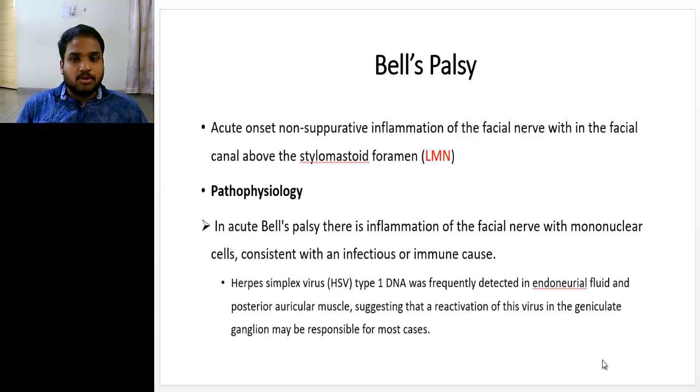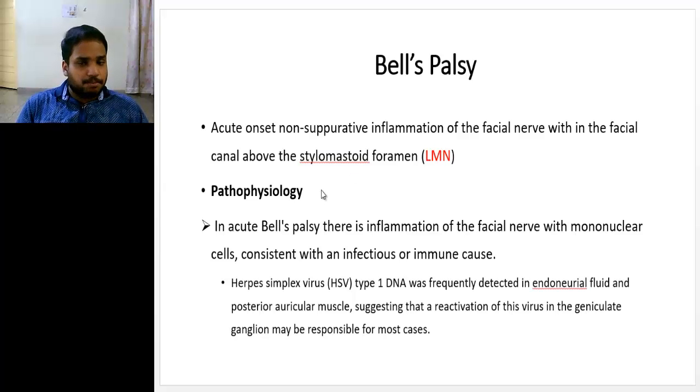So now we come to Bell's palsy, right? So what is Bell's palsy? I have told you it is a cause. It is a common type of lower motor neuron type of facial palsy. Right. Bell's palsy. What is Bell's palsy? It is an acute onset non-suppurative inflammation of the facial nerve in the facial canal above the stylomastoid foramen.